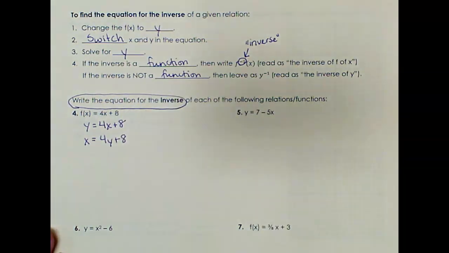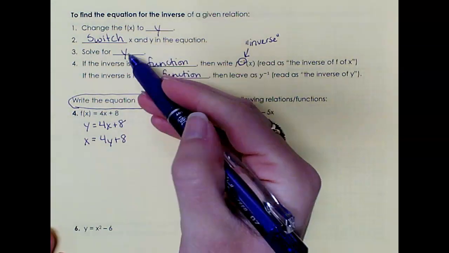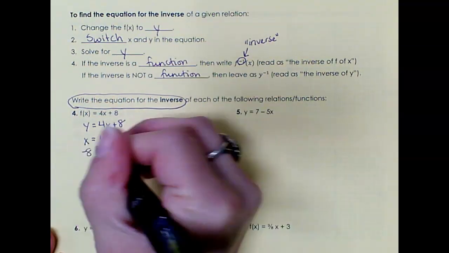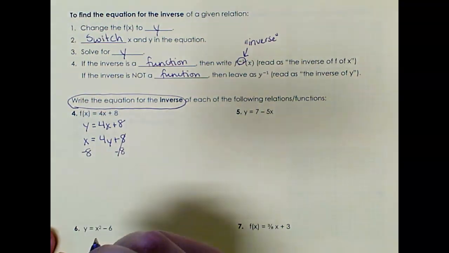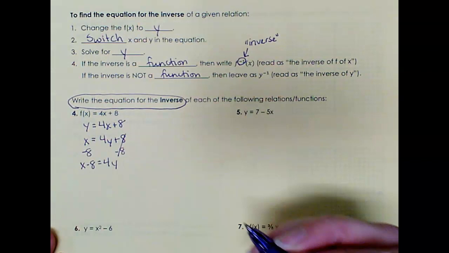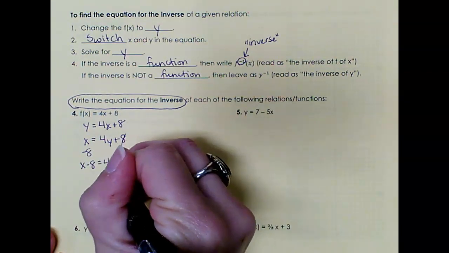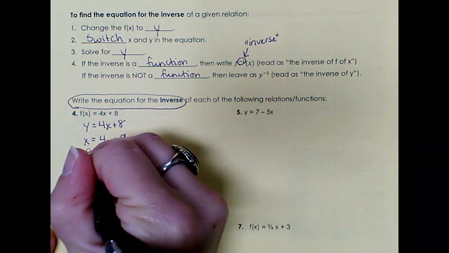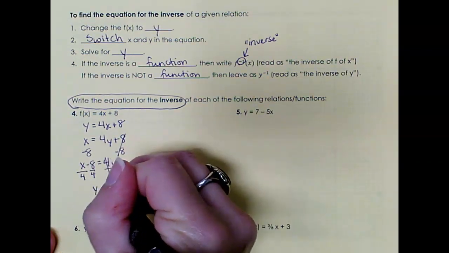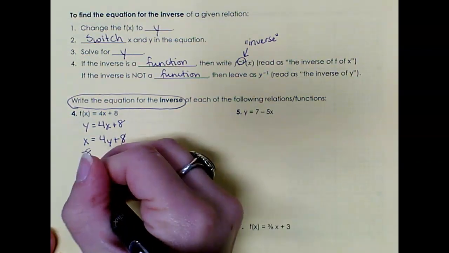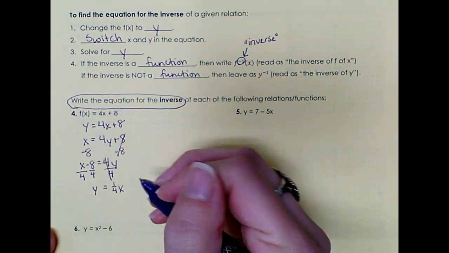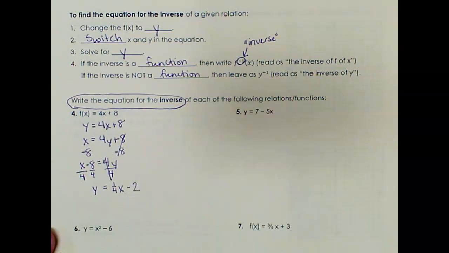In order to get the equation for the inverse, I need to solve for y, so I'm going to move my constant. 8 minus 8 disappears. I have x minus 8 equals 4y, and my last step is to divide by 4. So I have y equals, x over 4 is like 1/4 x, and negative 8 over 4 is negative 2.